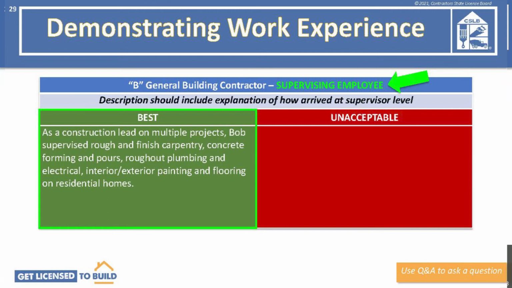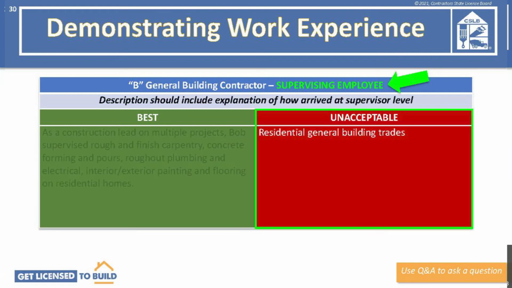residential general building trades. For supervising employee experience, the description should include an explanation of how you arrived at the supervisor level. For example, as a construction lead on multiple projects, Bob supervised rough and finish carpentry, concrete forming and pours, rough out plumbing and electrical, interior exterior painting, and flooring on residential homes. Something unacceptable would be something like this: residential general building trades.